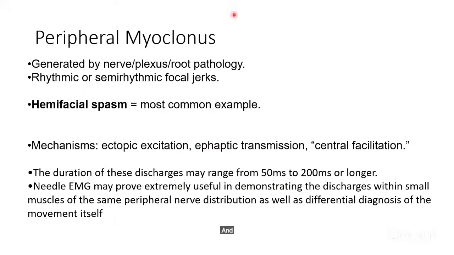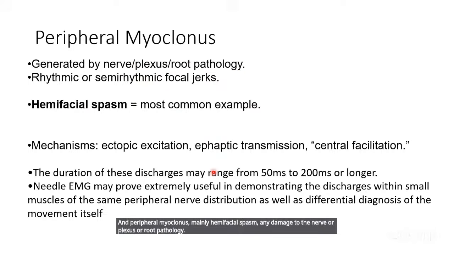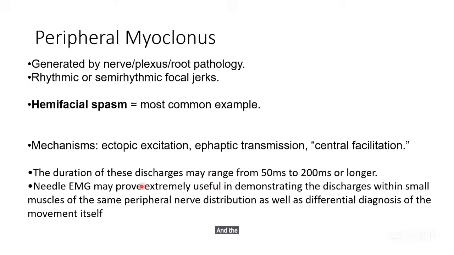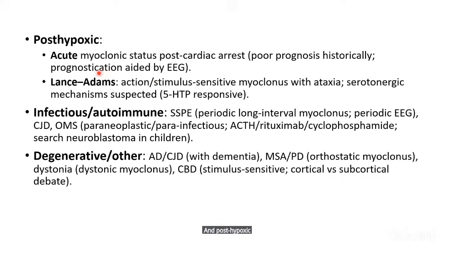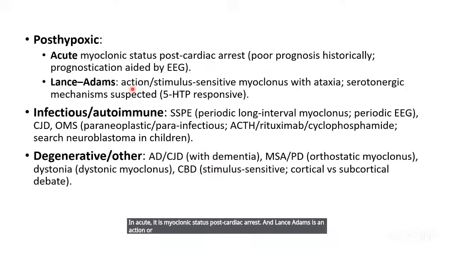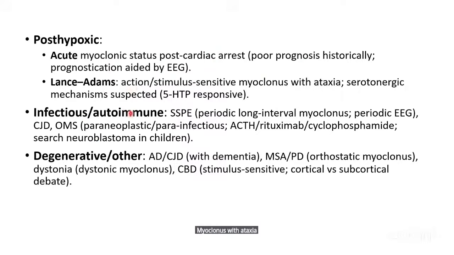Peripheral myoclonus is mainly hemifacial spasm, from damage to the nerve, plexus, or root pathology. It is mainly ectopic excitation, and the duration of these discharges may range from 50 milliseconds to 200 milliseconds or longer. Post-hypoxic myoclonus can be acute or Lance-Adams. In acute, it is myoclonic status after cardiac arrest. Lance-Adams is an action or stimulus-sensitive myoclonus with ataxia. A serotonergic mechanism is suspected.